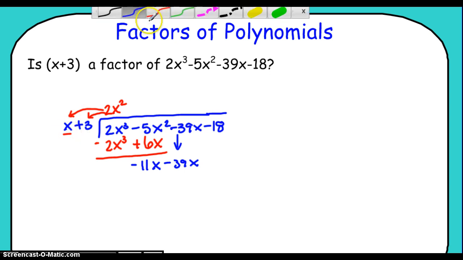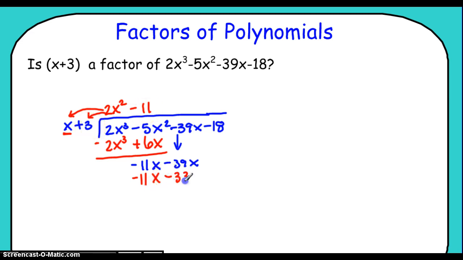Then I ask myself that question, x times what gives me negative 11x? Well, that would be negative 11. So negative 11 times x, negative 11 times 3. Oops, and this was a squared, so I missed, my fault. These are supposed to be squareds. So this means there has to be an x up here. So that makes it 33x.